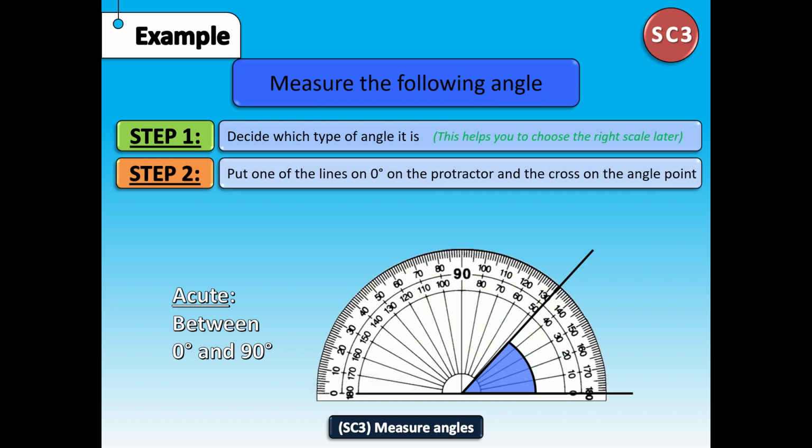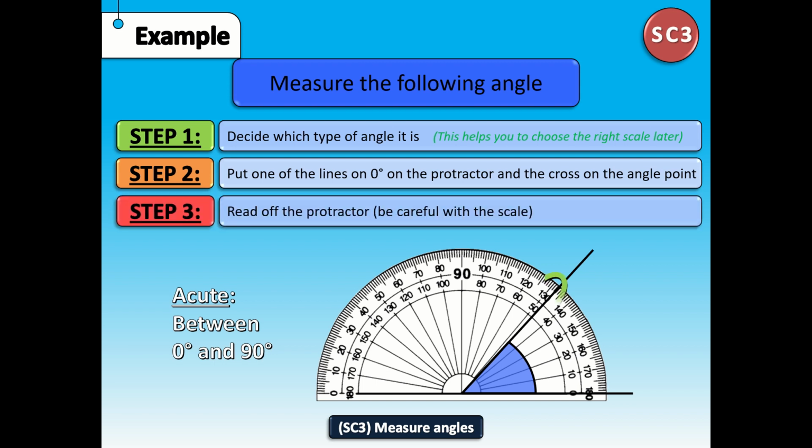We then put the protractor on like this, and we have a look at where the line goes through the protractor. So it crosses here. Now, a lot of people get this wrong because they just look at the outside scale. So they might think that this angle is 132 degrees.